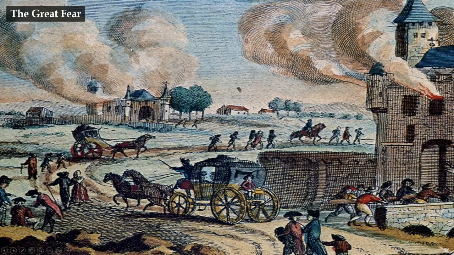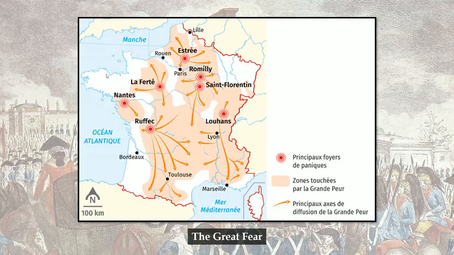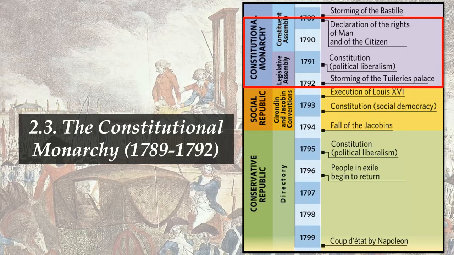Also in the countryside. In the countryside, these riots, including the burning of noble properties and some killings, were known as the Great Fear, el Gran Miedo. After all of these events, Louis XVI had to accept the rule of the National Assembly and had to rule with the National Assembly. So a new stage in the French Revolution starts, which is known as the constitutional monarchy.